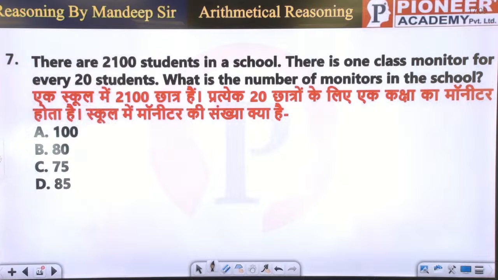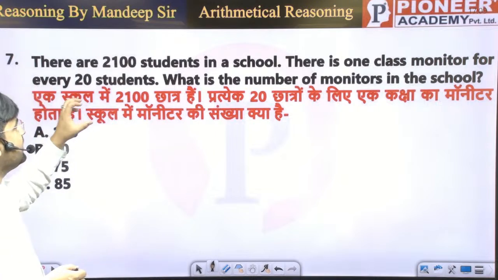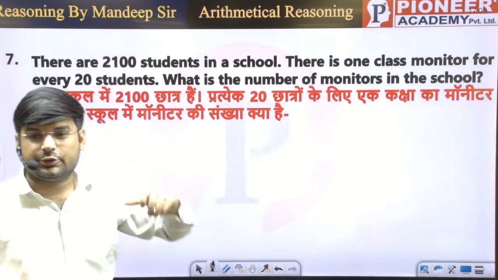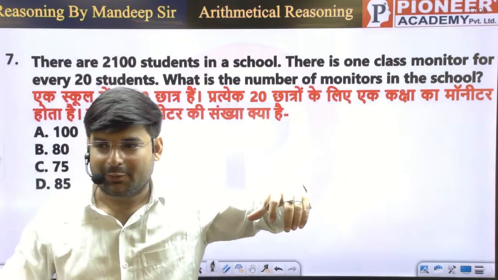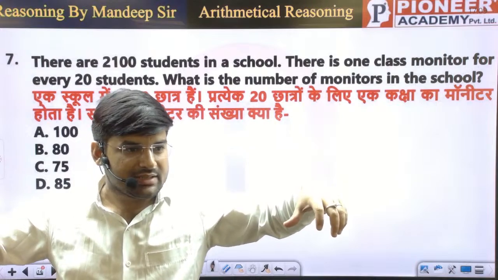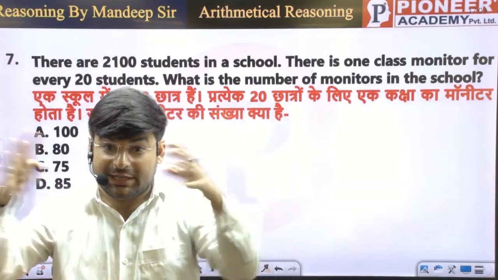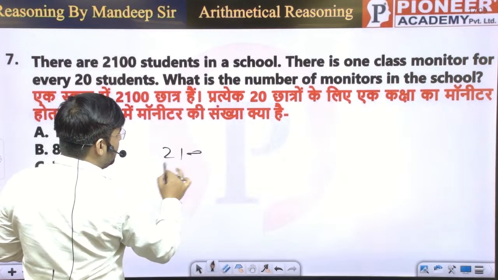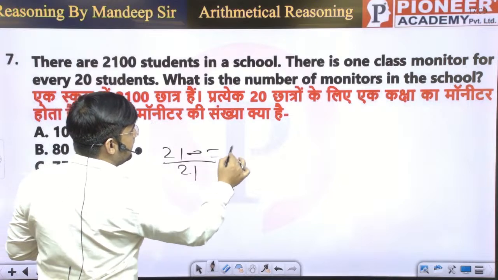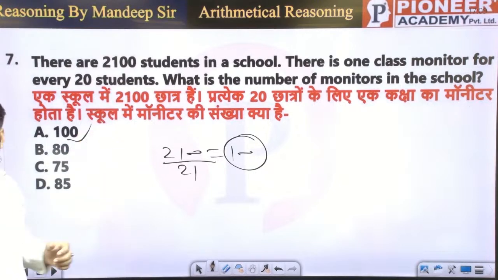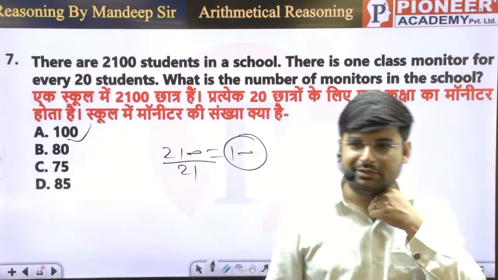What is the answer? There are 2100 students in a school. There is one class monitor for every 20 students. For every 20 students, one monitor. But the monitor is also a student. For 20 students, a monitor, but in 21 students, one monitor. So we divide 2100 by 21. It becomes 100. There are 100 monitors in this school. Is it clear? Any doubt?